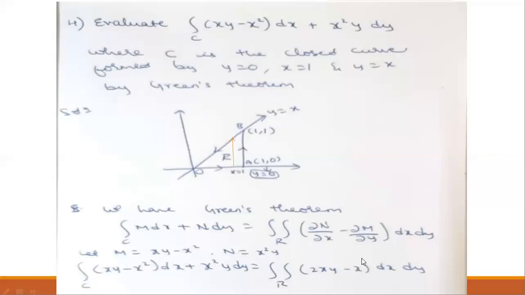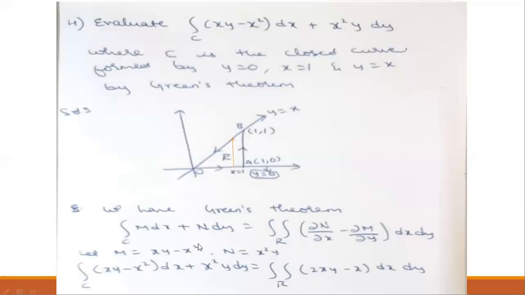Minus, next differentiate M partially with respect to y. When you are differentiating partially with respect to y, treat x as a constant. So here the first term is x into y, x will be multiplied as it is because it is a constant. The derivative of y is 1.